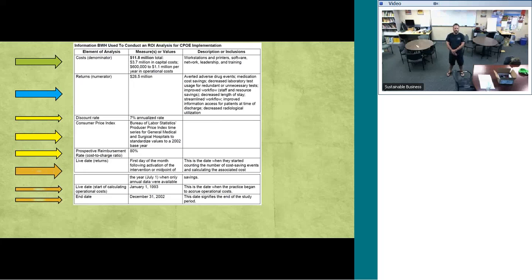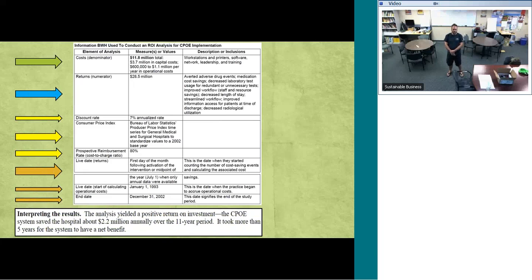Then you also have to look at the time periods, your start dates, your return date, your end dates. So the particular analysis that's shown on the screen is for a computer system for physicians. This system would save the hospital $2.2 million annually over an 11-year period, but it does take 5 years for the system to have a benefit.